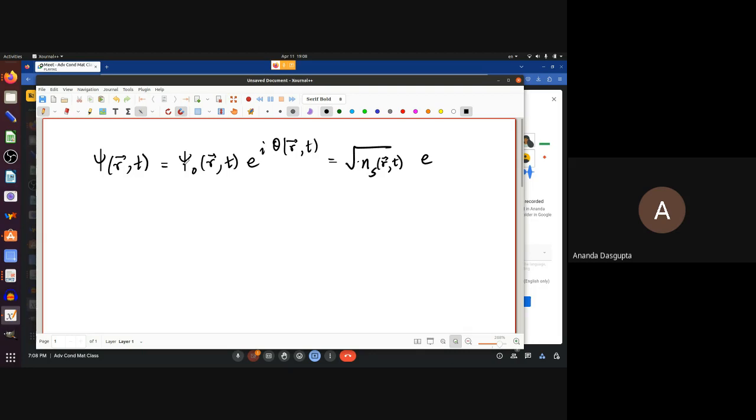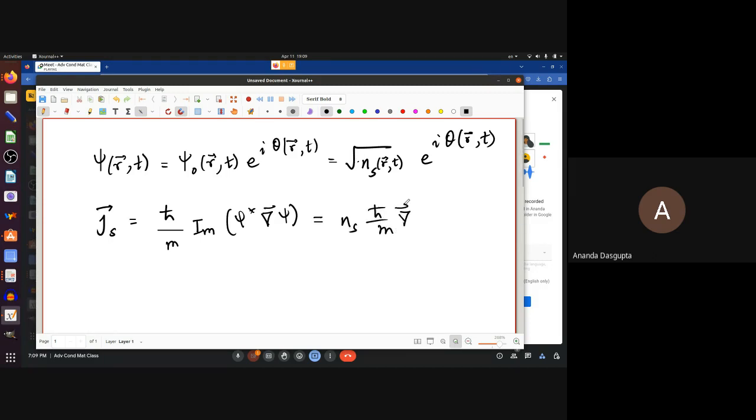And all I've done is rewritten this chi zero of r,t as square root of the superfluid density, a number of particles in a unit volume, times e to the i theta. Right? This was the form that we use for our macroscopic wave function. And the current, that is the superfluid current, is the current carried by a wave function like this, which from quantum mechanics we know is imaginary part of chi star grad chi. We calculated this the last day, and we ended up with this result, that this is actually ns times h cross by m gradient of theta.